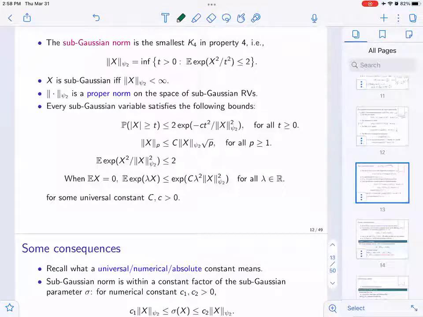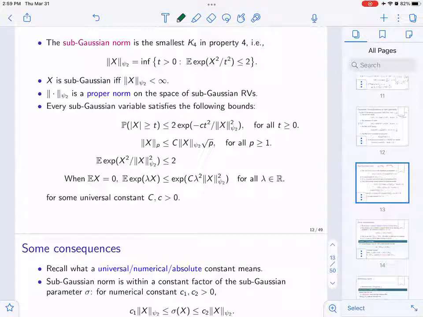Okay, so there's nothing new here except some conventions, and the fact that these constants are numerical. They don't, for example, depend on the particular random variable that we're looking at. They don't depend on anything really.